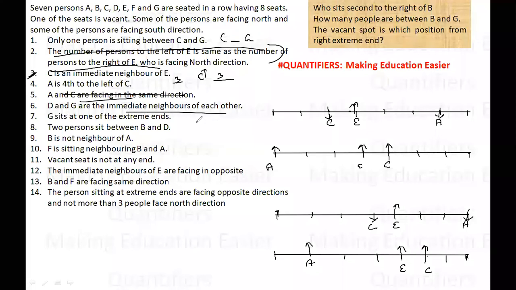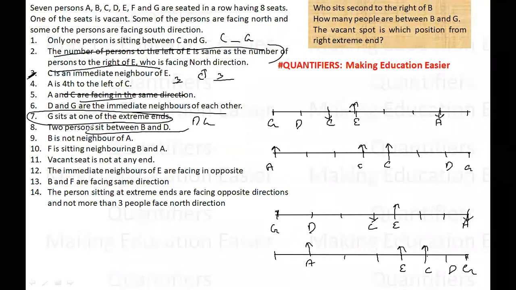D and G are the immediate neighbors of each other, and G sits at one of the extreme ends. So G sits at one of the extreme ends, and D and E are neighbors. So G must be here, D should be here, G should be here, D should be here, and so on for each case. Now, one of the spots has to be vacant. So remember, one of the spaces has to be vacant, and that cannot be the corner space. I also have to remember that.